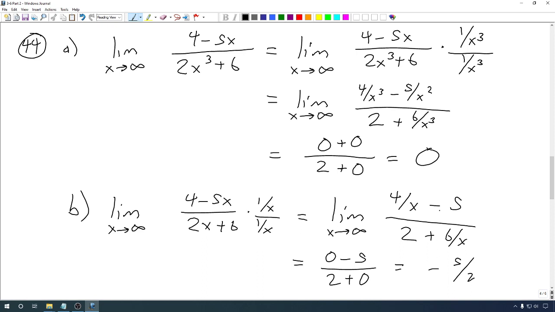And notice which terms actually survive. The term on top that survived was this negative 5, because our biggest term was negative 5x. That was the biggest power of x. On the bottom, the 2x had the highest power of x, and so we were left with the 2. We call the negative 5 and the 2 here the leading coefficients of those polynomials. Remember, the leading term is the term that has the highest power of x, and the leading coefficient is the coefficient of that term.